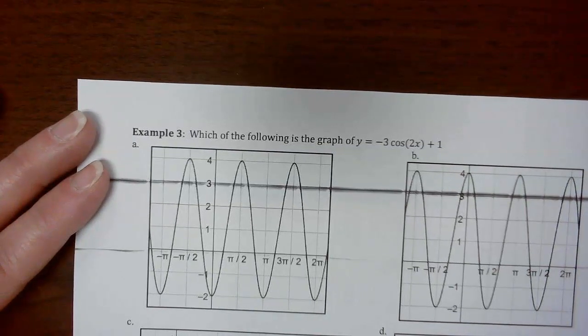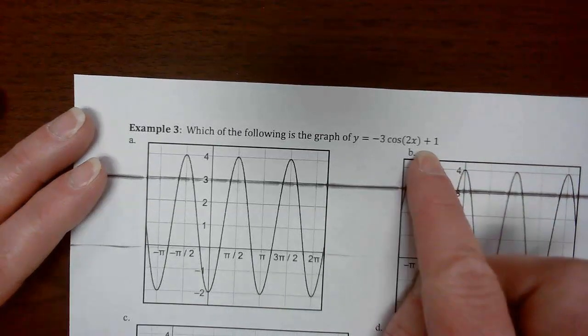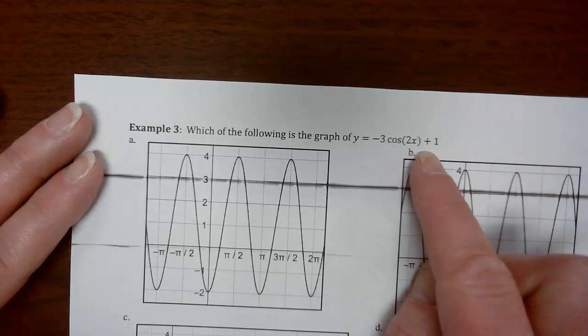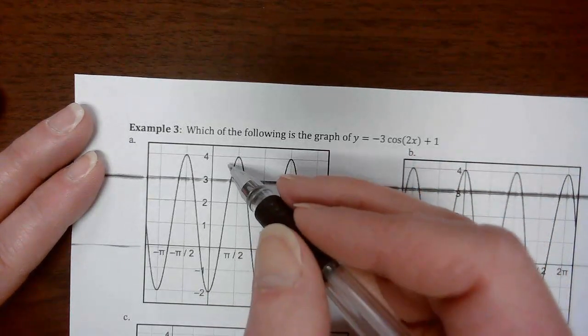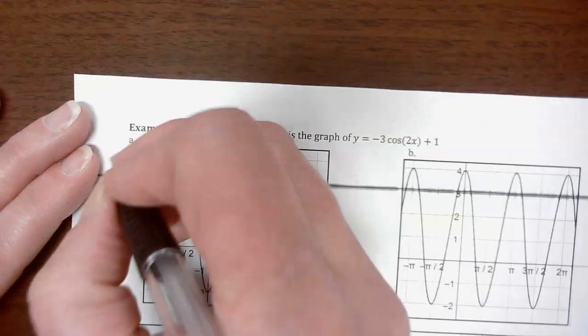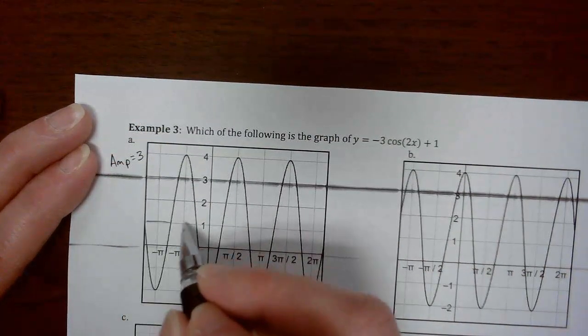Which of the following graphs would be -3 cosine of 2x plus 1? So the plus 1 means that we're going to have a midline at 1. So here I'm going from -2 to 4. That means my amplitude is 3, and my midline is at 1.